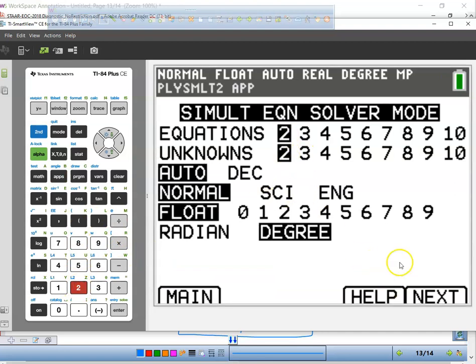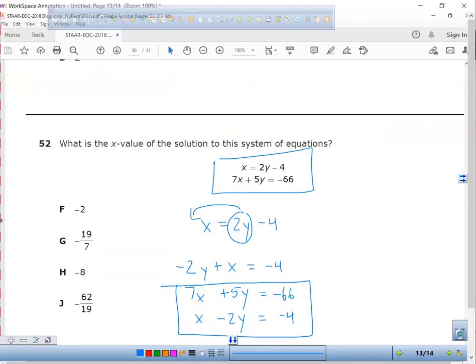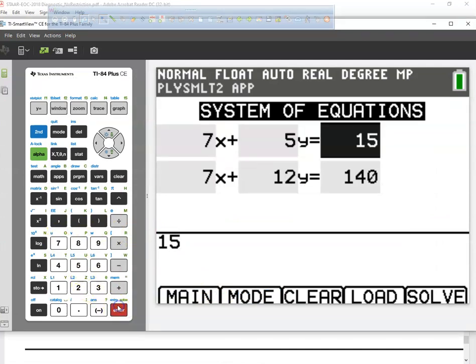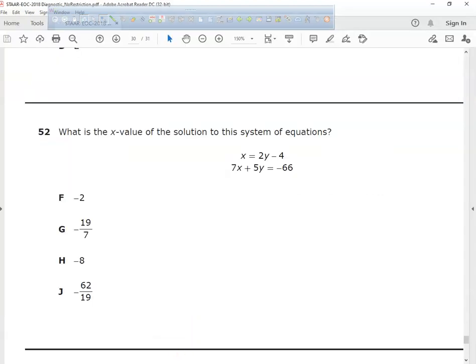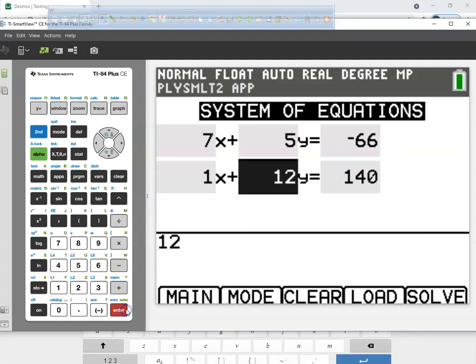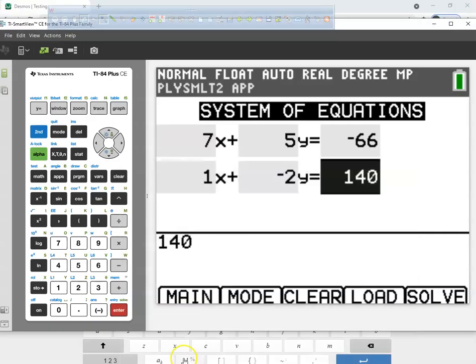There's my 2 equations, 2 unknowns. I'm going to hit next. And then you guys are going to help me out because you guys have written it down. 7x plus 5y equals negative 66. 7, 5, negative 66. And then right here it's x, so 1x, negative 2y. And what was it equal to? Is it -4? Hopefully I put -4. Good. All right, -4. Enter. Hit solve.